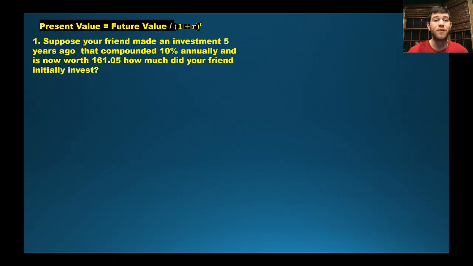Problem 1. Suppose your friend made an investment 5 years ago that compounded 10% annually and is now worth $161.05. How much did your friend initially invest? So we have to think about what we know and what we don't know. Do we know how much he started with? No, that's what we're trying to find. Do we know the rate? Yes, the rate is 10% annual. Do we know the time? Yes, it was 5 years. And do we know the ending value? 161.05. So we know everything but how much he started with, and that's what we're looking for.